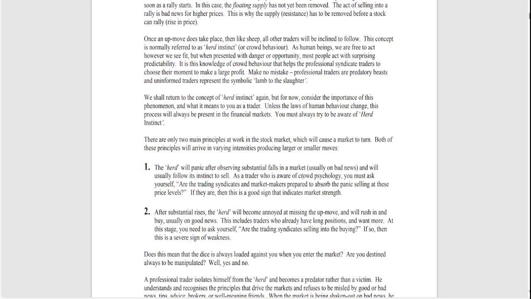This is what he is trying to say. After a substantial rise, the herd will buy. The author is telling you how people go to the panic stage and sell. When they sell, the players absorb their selling by buying against them, and then the market gains strength. That's why on bad news the market goes up after a dip, and when there is good news and the market goes up, everyone buys. Then the player syndicates are selling into the market, and this is the sign of weakness.